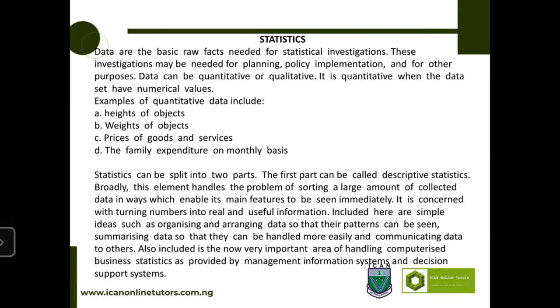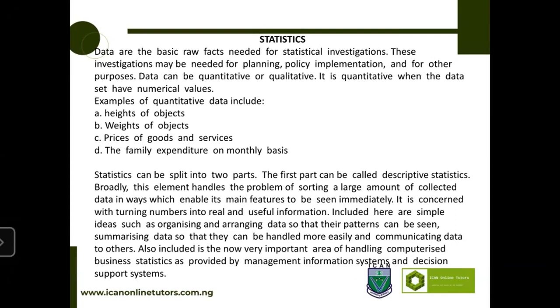And this data can be quantitative or qualitative. It can be much in quantity and it can be genuine or not. Genuineness is what we call qualitative. It is quantitative when the data are set in numeric values. Quantitative as in 30, 20, 50, 1, 2. Examples of quantitative data are the height of objects, the weight of objects, the price of goods and services, the family expenditure on a monthly basis.